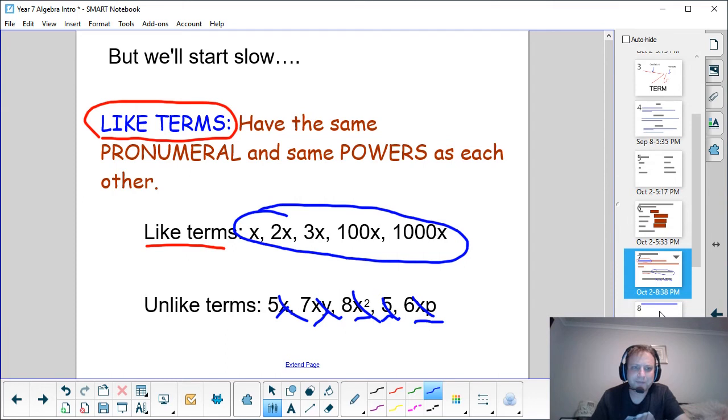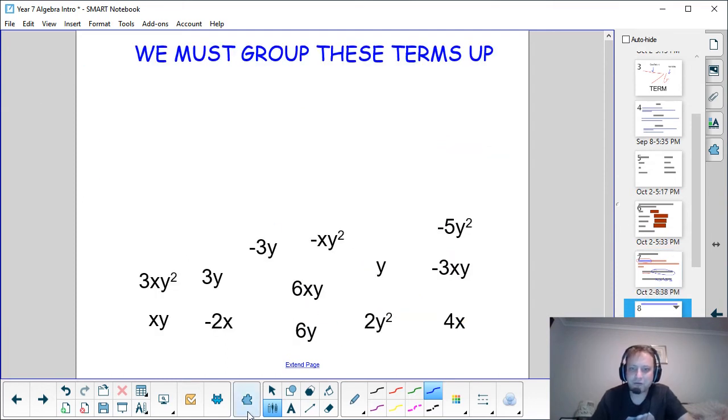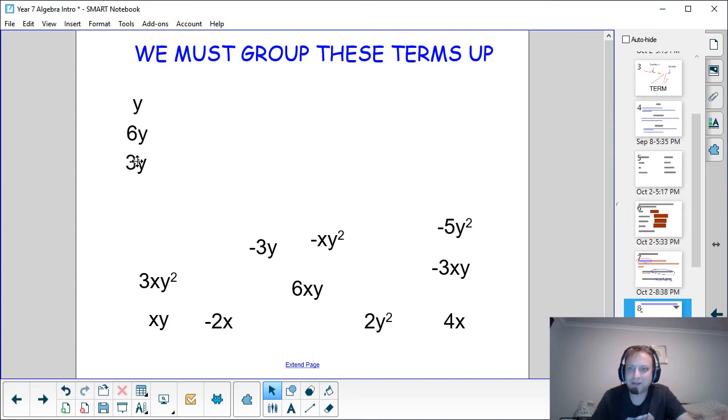Okay, so if I was making you group some things up, we'd be just looking for the same letters, right? So the letter Y would go with the term 6Y, and would go with 3Y, right? This is a set of like terms because they all have the letter Y. They just have different numbers out the front because the number just tells you how many of your letter you've got, right? How many yams you bought from the shop or how many yo-yos you've got in a drawer, right? 1, 6, and 3, but they're all the letter Y.